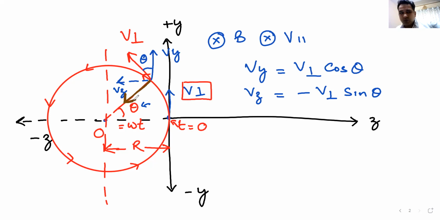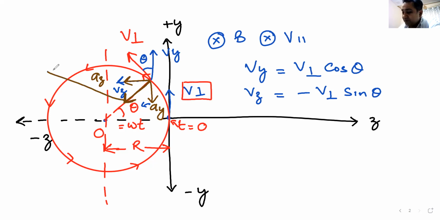Hello? Are we there? Anyone there? Am I audible and visible? So acceleration is like this. This acceleration can be resolved into two components: this will be the z component of acceleration, and this would be the y component.